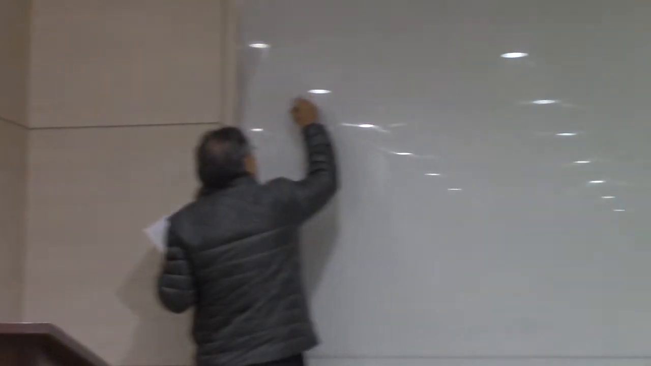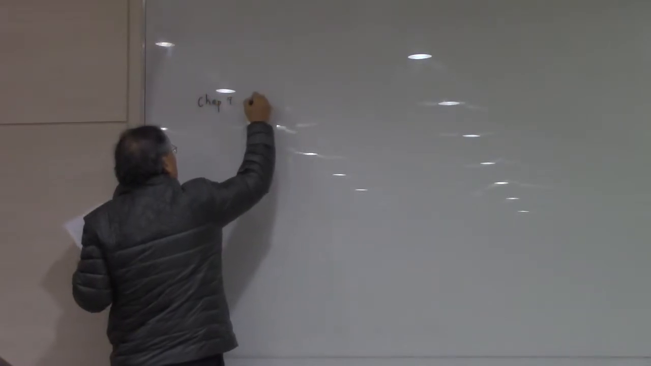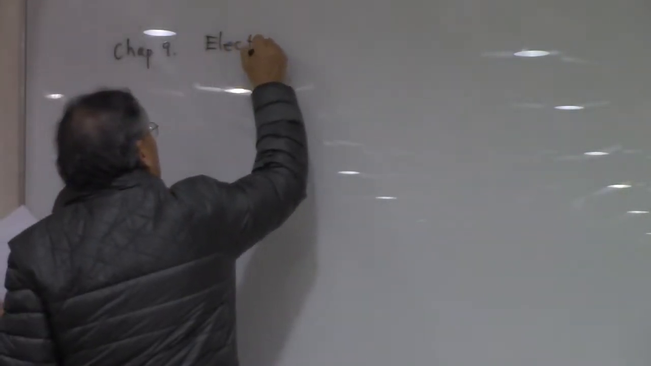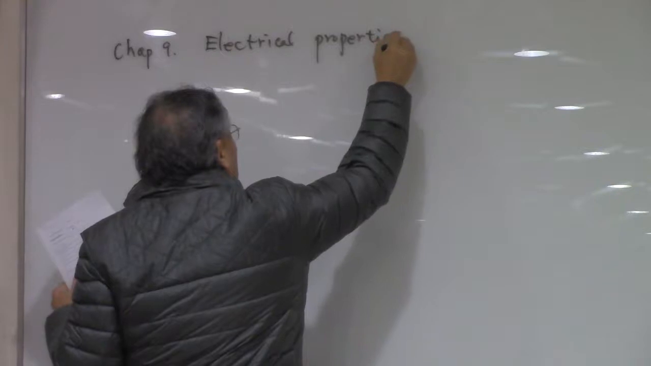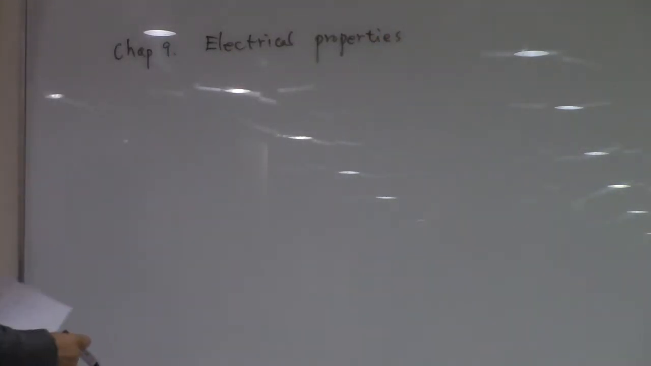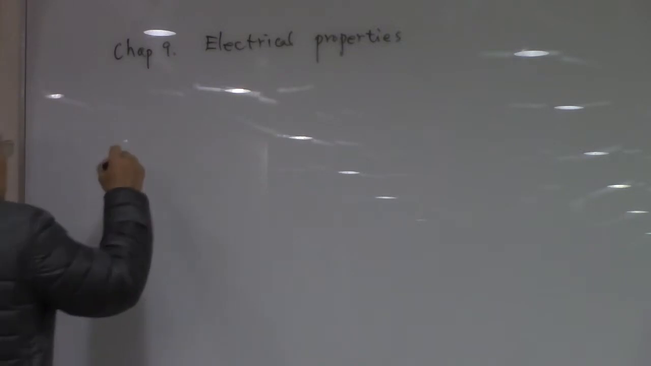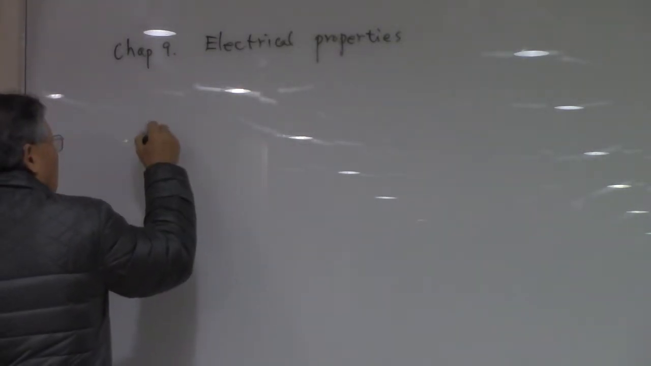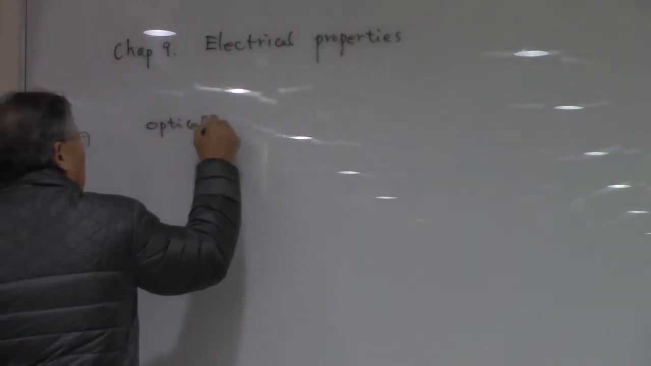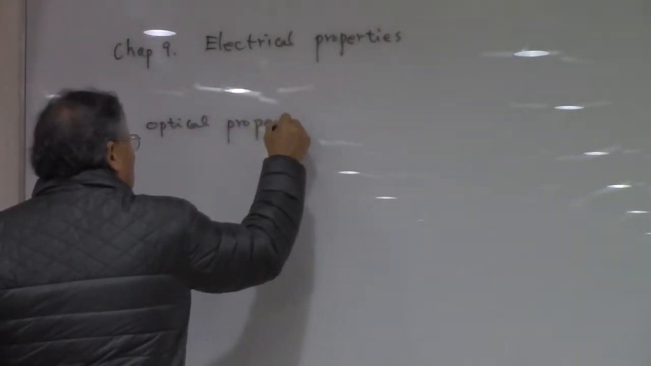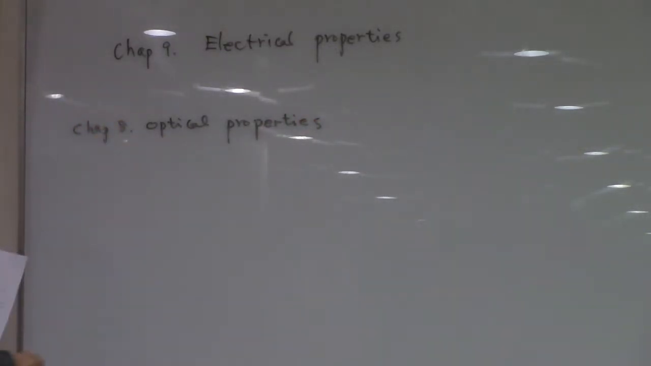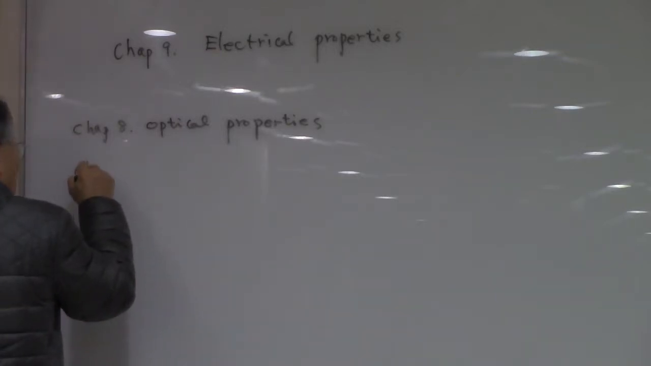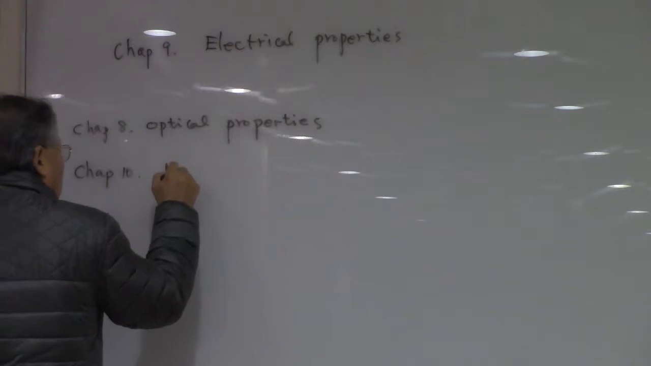We're going to talk about chapter 9, electrical properties. So far we have talked about optical properties. That is chapter 8. Okay, chapter 9 is electrical properties, and chapter 10 is the magnetic properties.